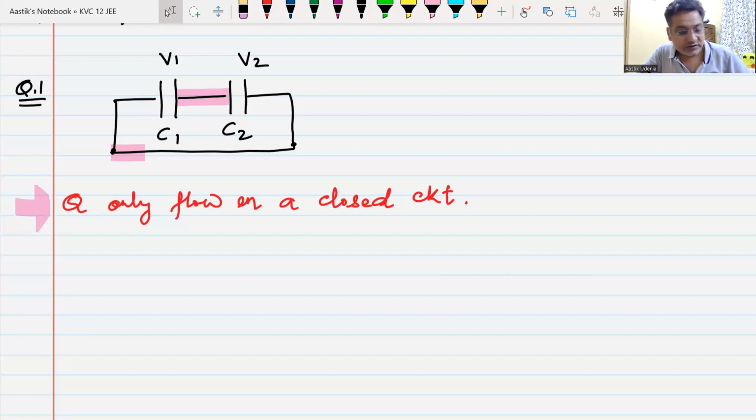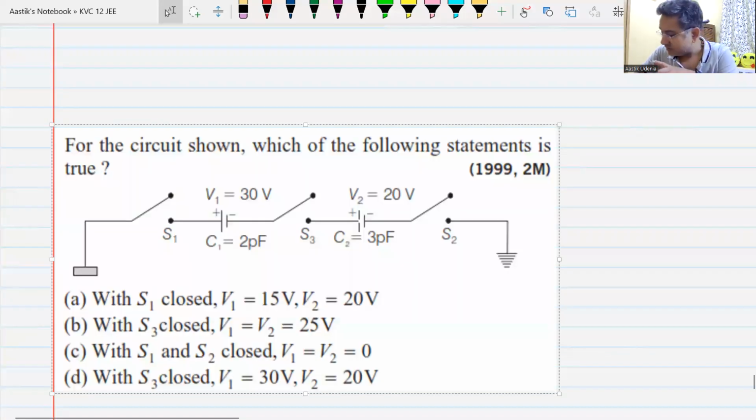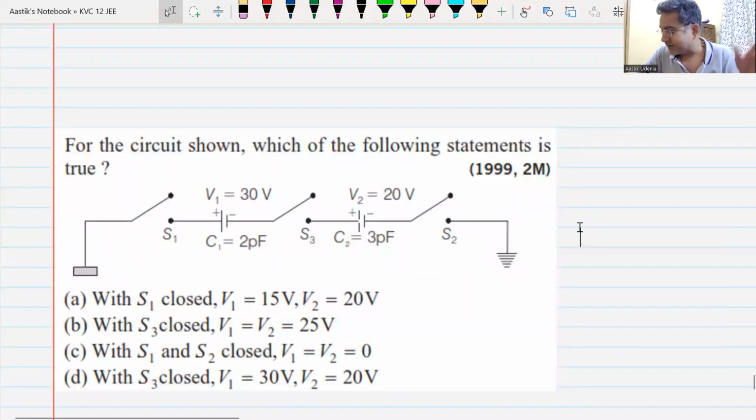So I'll just show you that question. This was in the year 1999. This question came. This was the question that I was talking about. In the circuit shown, what happens here? So that was it. And unless you understand the concept, you will not be able to solve such questions. Anyways, moving on to my question.